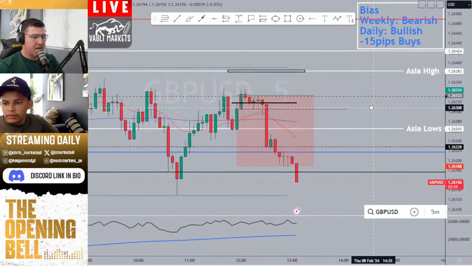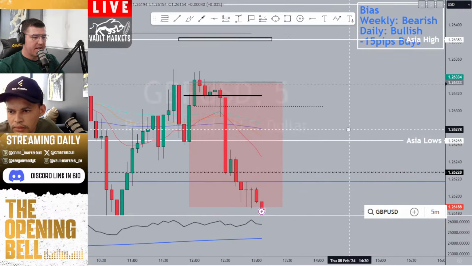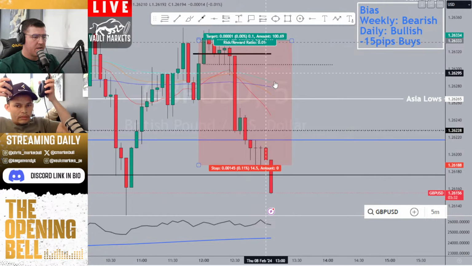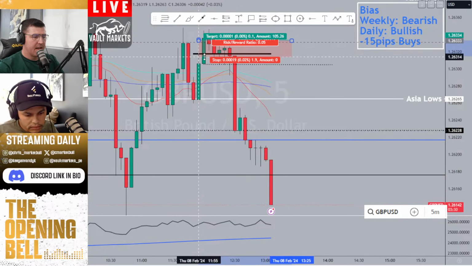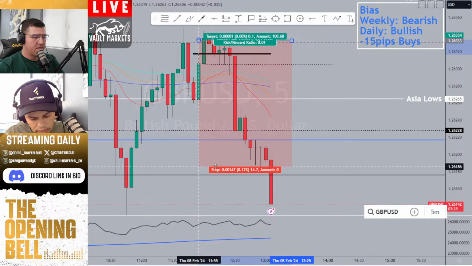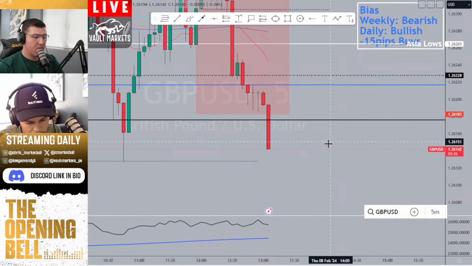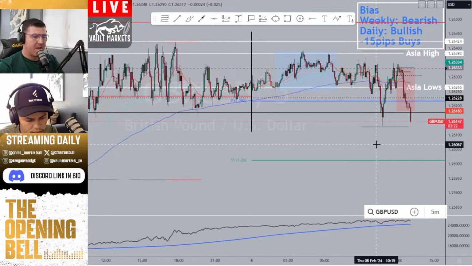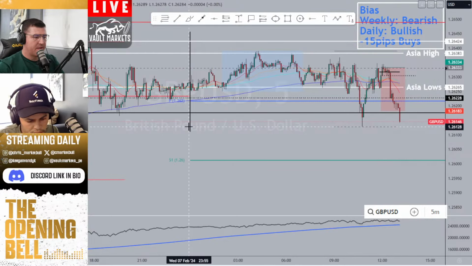As mentioned, trade idea correct, trade management bad. Should have been technically out there. Took a full stop, first full stop for me in a while. But yeah, now we're back at the bottom of that range.